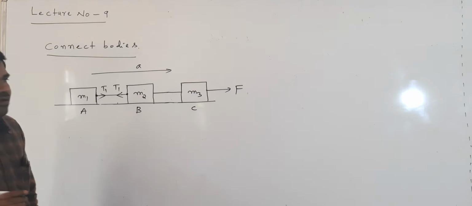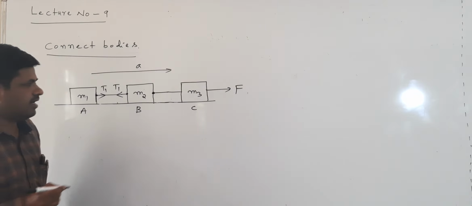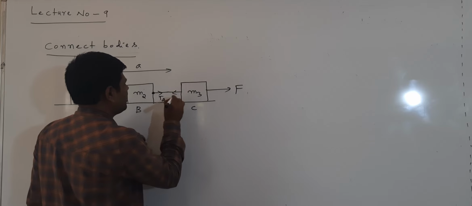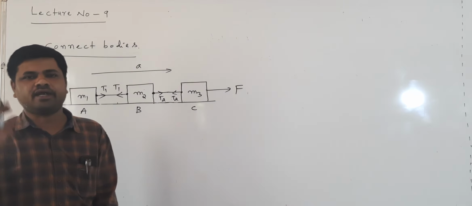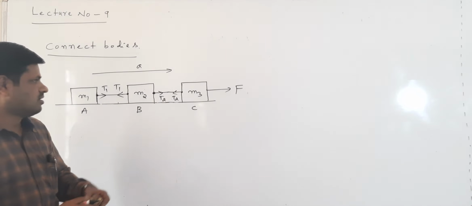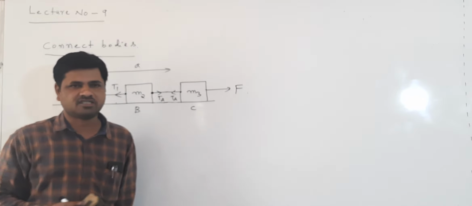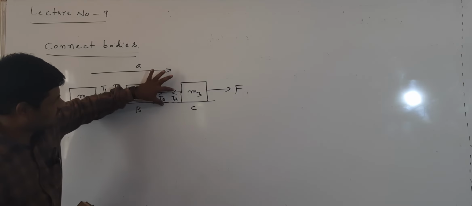Clearly, sir. Now here also tension is developed. This is also acting away from the tied end. Here tension is T2, and here there is a tied end. Tension is acting away from the tied end. This is the main thing, remember it. That's the reason I am giving the direction in this way. The tension in this string is T1, and the tension in this string is T2.